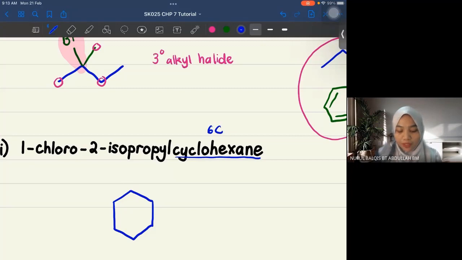So we have 1 chloro and 2 isopropyl. So you can start from everywhere. Atas boleh, bawah boleh, kanan boleh, kiri boleh. Let's say kita start kat sini. This is carbon number 1. So our carbon number 2 here.